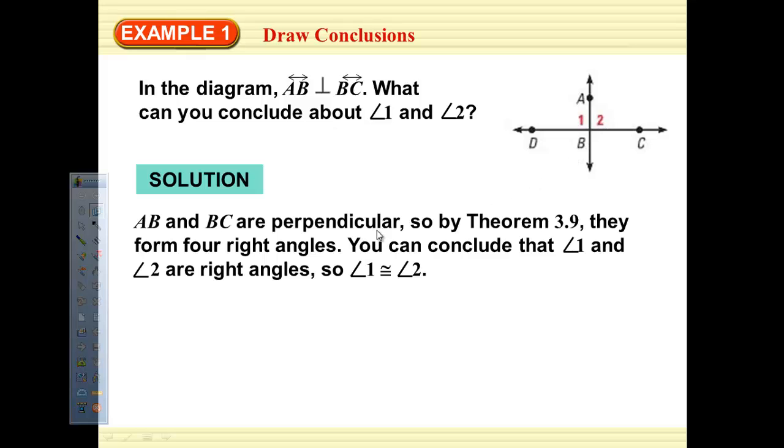And again, we can state that AB and BC form 4 right angles. We can conclude that they're right angles, so therefore they're congruent.